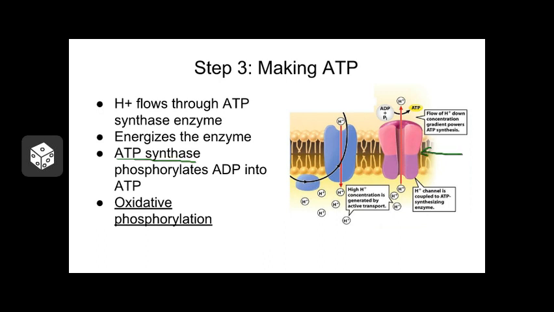ATP synthase is a big machine. It's got moving parts. We'll take a look at it more in just a moment. But essentially, it allows hydrogen ions to flow back through it from the intermembrane space back into the matrix. And as those charged particles flow through the enzyme, that energizes it. That gets its parts moving. And what its parts will do is take ADP and a phosphate and stick them together into ATP. In other words, ATP synthase phosphorylates an ADP into ATP. This machine makes ATP, and it's powered by that hydrogen gradient.